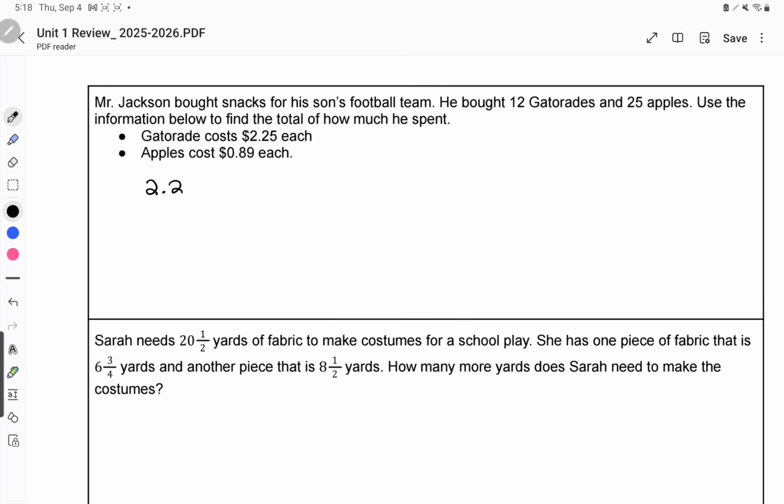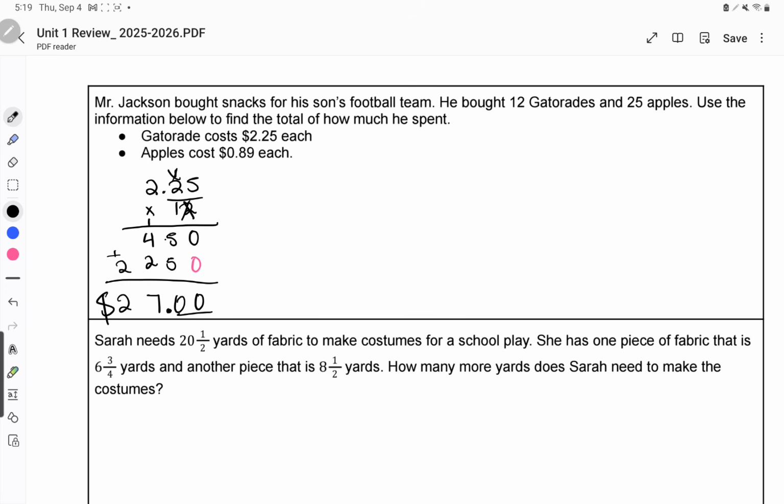So we do 2.25 times 12. 5 times 2 is 10, so we write down 0, carry the 1. 2 times 2 is 4, plus 1 is 5. Then 2 times 2 is 4. We finish with our 2. We're on our next row now, so we add a 0. 1 times 5 is 5. 1 times 2 is 2. 1 times 2 is 2. Add it all together. 0 plus 0 is 0. 5 plus 5 is 10, so we write down 0, carry our 1. 1 plus 4 is 5, plus 2 is 7. And we have 2 plus nothing. We have 2 decimal places here, so we get 2 decimal places in the answer. The Gatorade cost us $27.